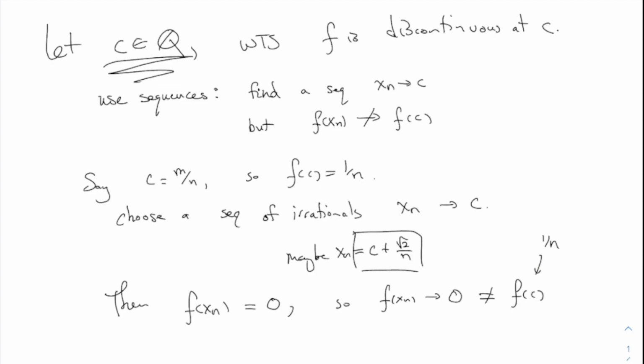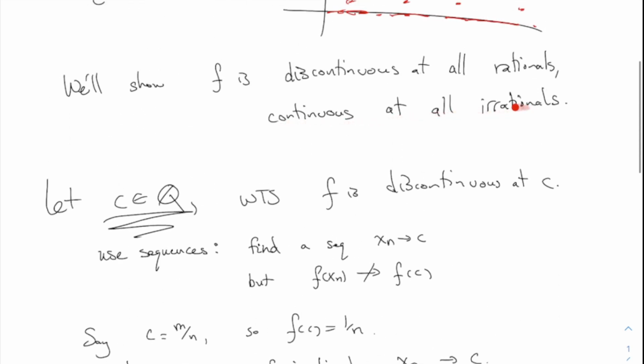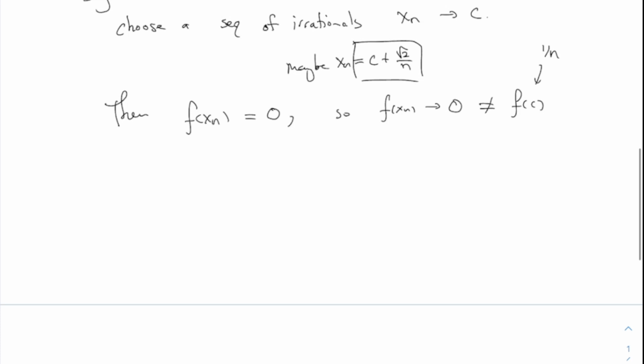So this demonstrates that it is discontinuous at all the rationals. You can always choose irrationals which approach any rational. When you plug them into the function, you're going to get 0 every time. But that does not approach the actual value of the function, which is 1 over n. Right? That was the first part. The second part, continuous at all irrationals. All right.